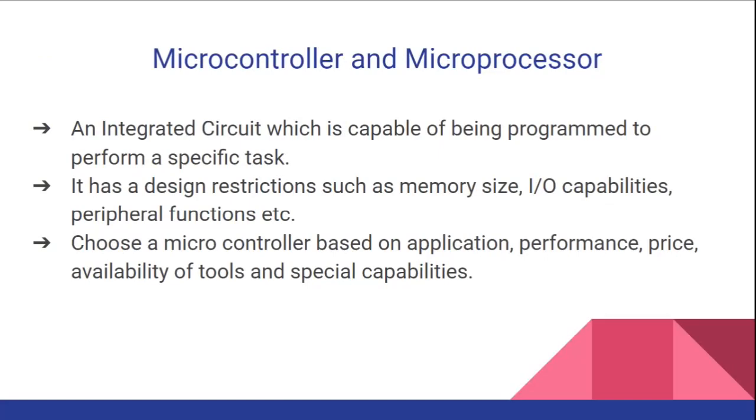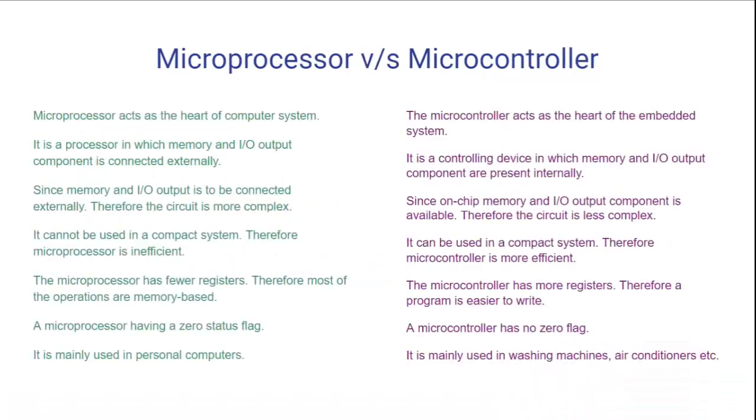Let's talk about microcontroller and microprocessor. These are an integrated circuit which is capable of being programmed to perform a specific task. It has design restrictions such as memory size, input-output capabilities, peripheral functions, etc. We can choose a microcontroller based on our application, performance, price, availability of tools, and for special capabilities.